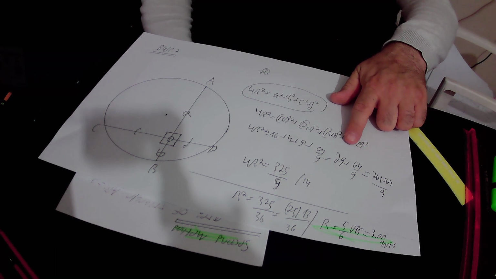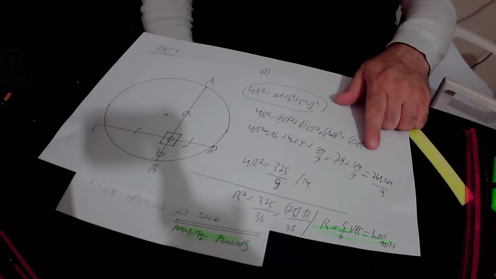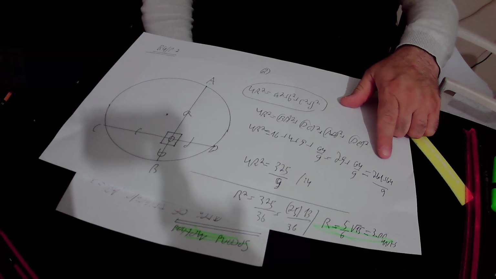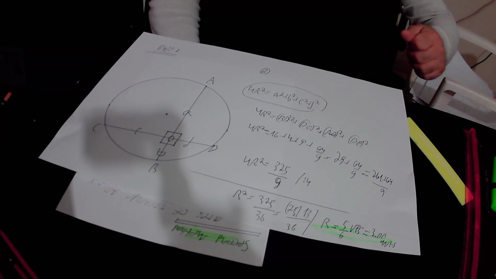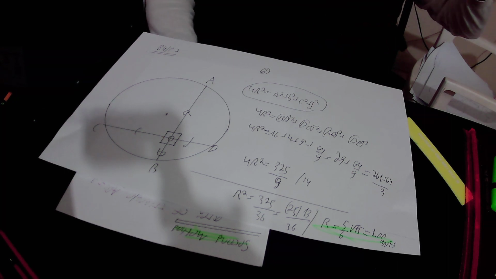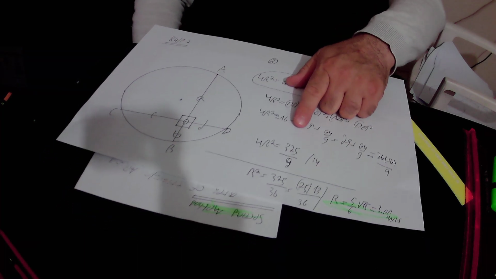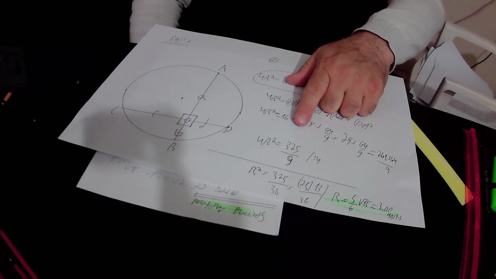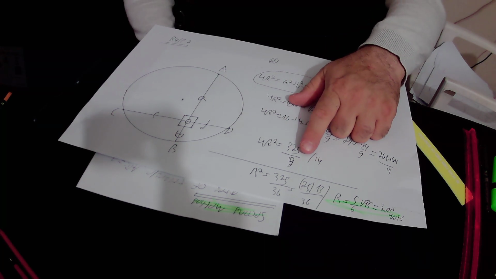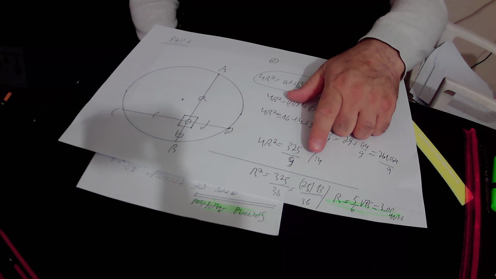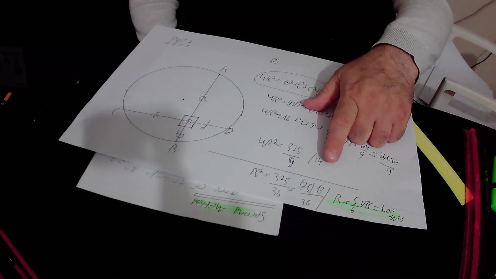Here we multiplied the 29 by 9, and then divided by 9 in order to have a common factor in this expression. So 29 times 9 is 261, so we have 261 plus 64 over 9. 261 plus 64 is 325, so 4 times R squared equals 325 over 9. We divided this equation by 4 and found that R squared equals 325 over 36. But 325 is 25 times 13, so we substituted 325 by 25 times 13, and we got that R squared equals 25 times 13 over 36.